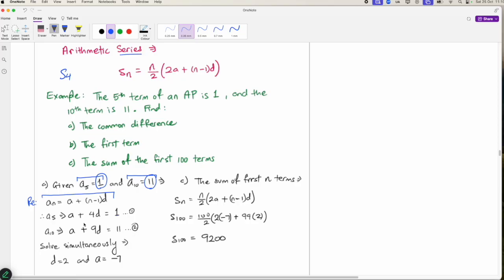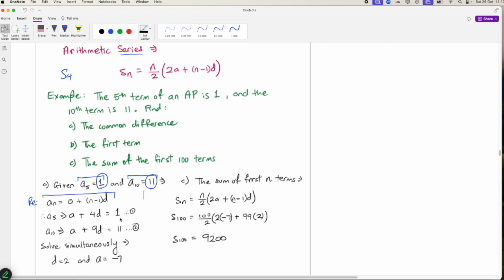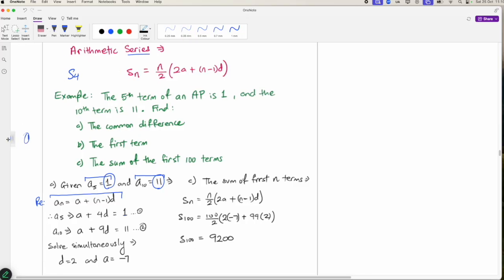So if we could solve these, and I did not go ahead and solve them simultaneously. I did not, because I was like, you know what? All you big people, you know how to solve. Amara, do you know how to solve simultaneous equations?